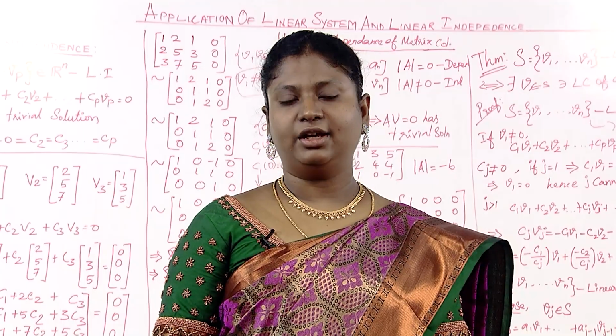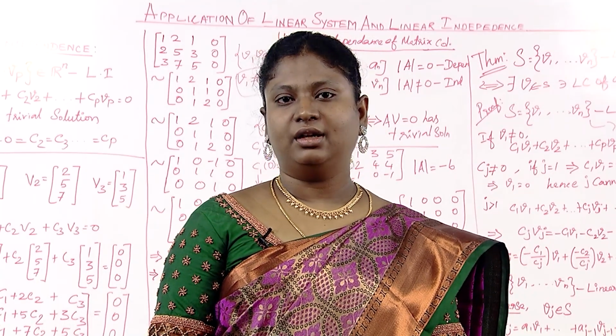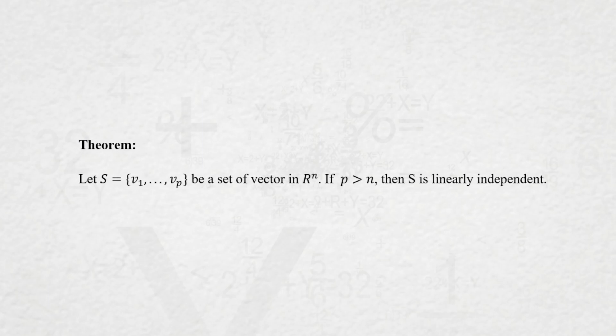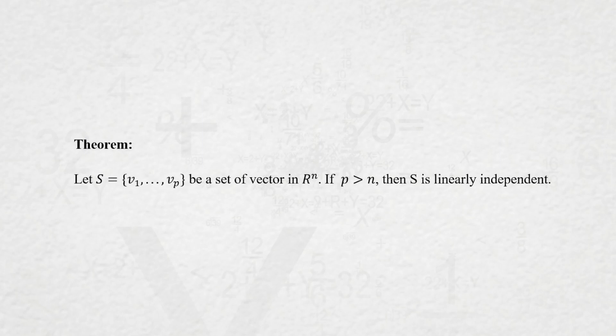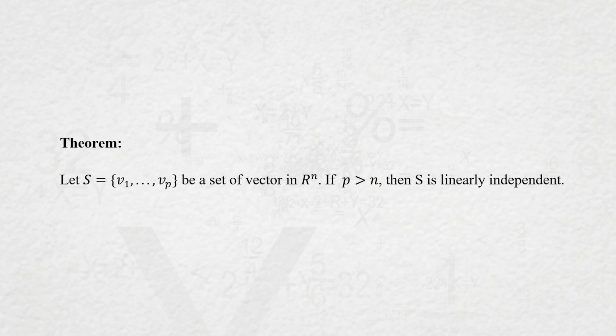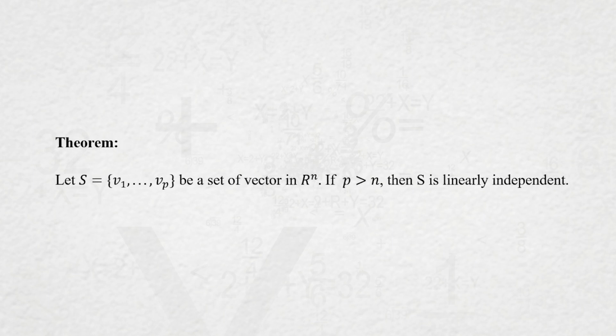We shall see two more theorems. The first theorem states: let S equal to the set containing V1 to Vp be a set of vectors in R power n. If p is greater than n, then the set is linearly dependent, and the proof is quite simple. It is already given in the material. Please go through the proof.